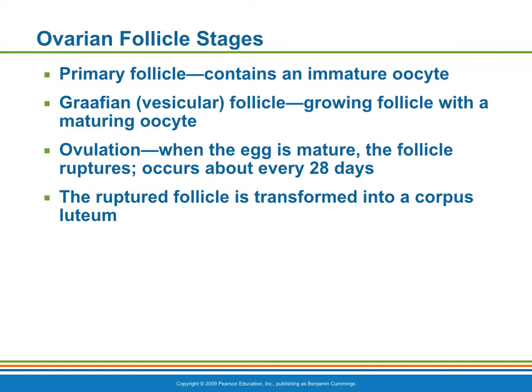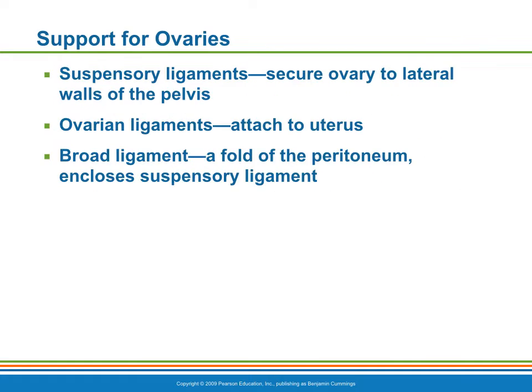Now there's a primary follicle, it contains the immature oocyte. Then you've got the Graafian follicle, which has this growing, maturing oocyte. Then we have ovulation. This occurs about every 28 days. Now this is an average of 28 days. Not every female ovulates at 28 days. The ruptured follicle is transformed into a corpus luteum, and we'll talk about what that does and how that helps with pregnancy a little bit later.